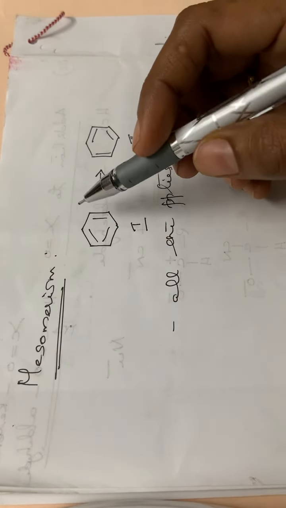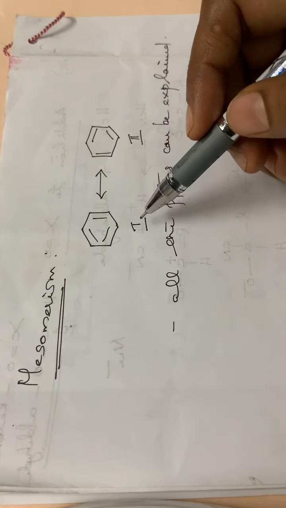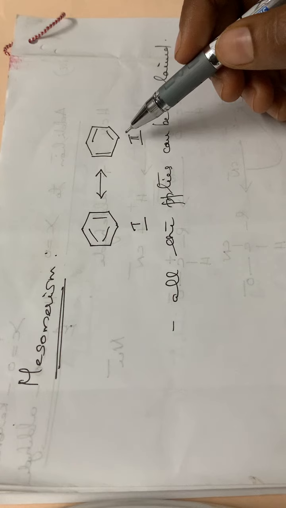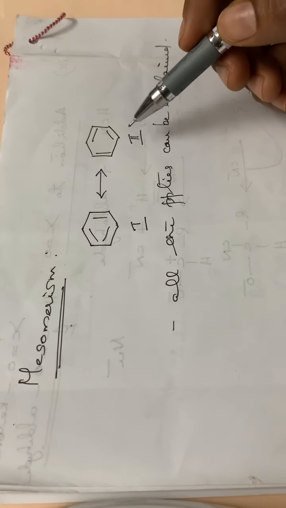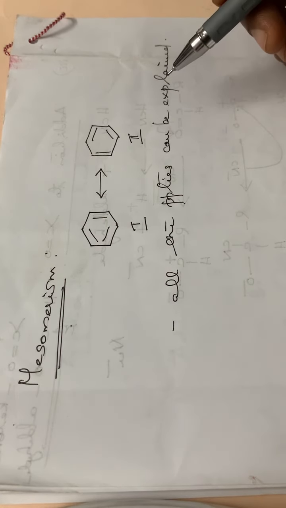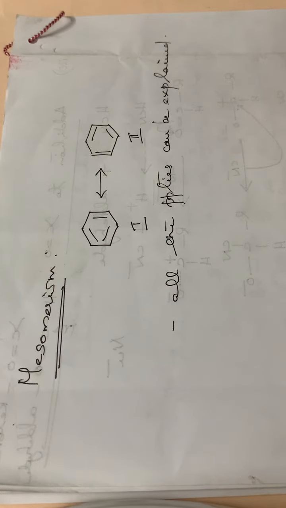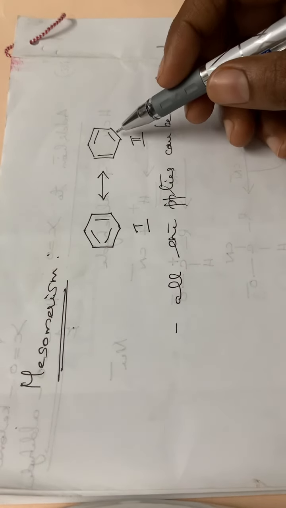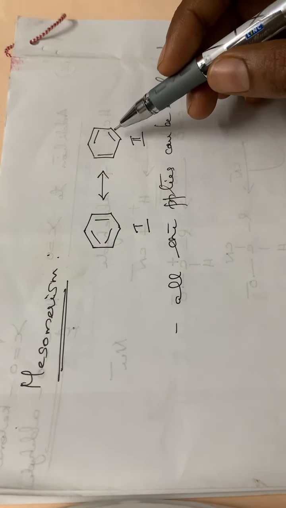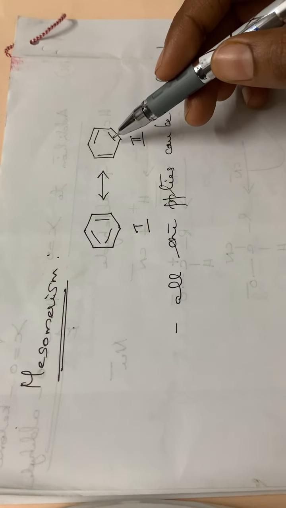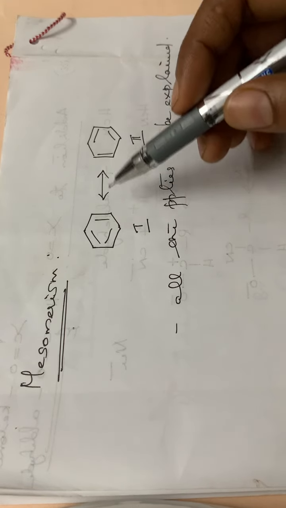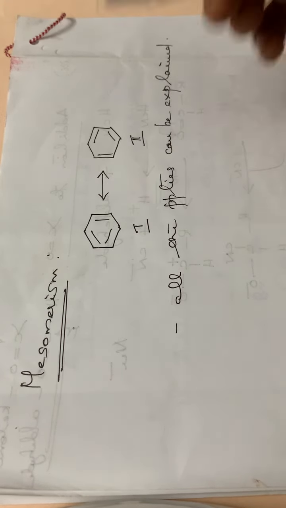But if we are considering the first structure, it cannot explain all the properties. If we are taking each individual structure, it cannot explain all the properties, but together these two structures can explain all the properties. That is the peculiarity of these two resonating structures. And also the actual structure will not be these two structures. While considering the case of the benzene ring, the actual structure will be lying in between these two structures.